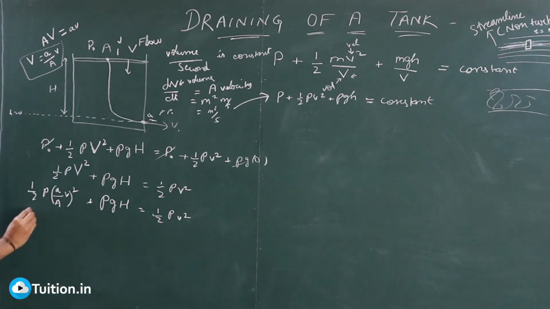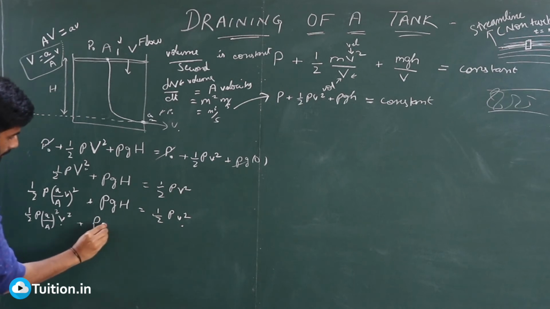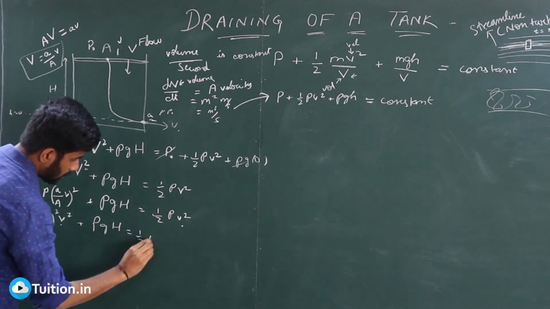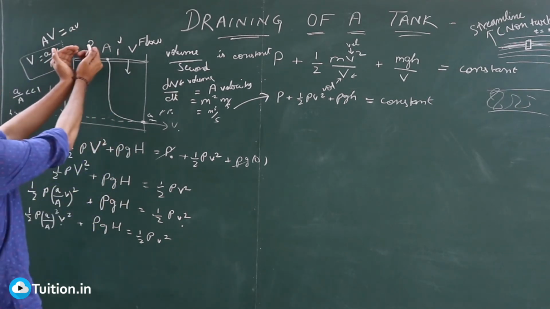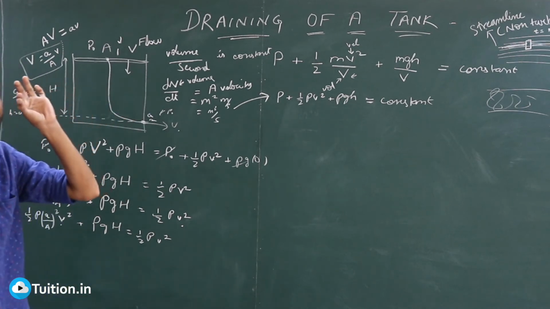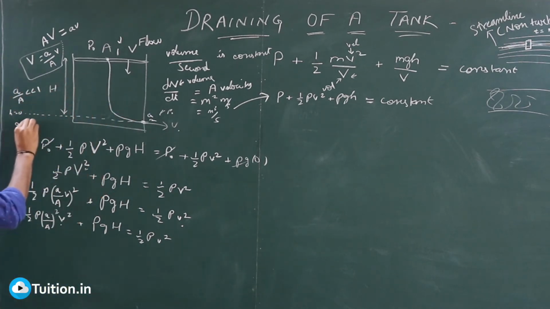Now you have half rho small a by a square v square. This is small v square and this is also small v square now. This was capital V square, which we have replaced from this particular equation, plus rho gh is equal to half rho small v square. Now this a by a is very, very small when compared to 1. So what I have assumed is this tank has a huge cross-sectional area and this is a very, very small area. So when that happens, your a by a will be very, very small when compared to 1. That means a square by a square will be even smaller. It will be very, very negligible.